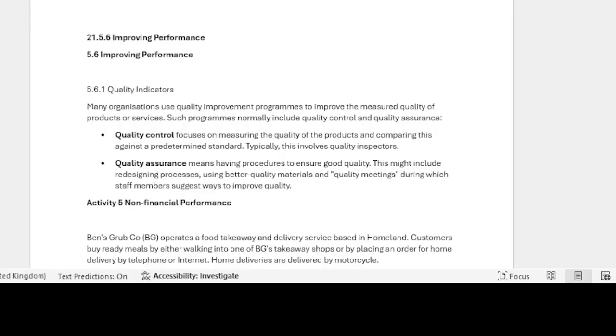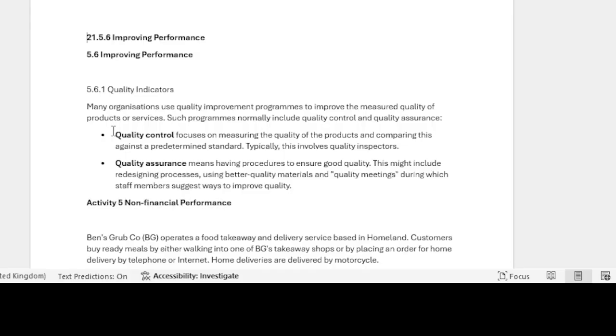So with quality control, here we try to focus on measuring the quality of the products and comparing this with the predetermined standards that have been set by the organization. So we can undergo a quality inspection of the products that have been produced to ensure that they meet the set standards.